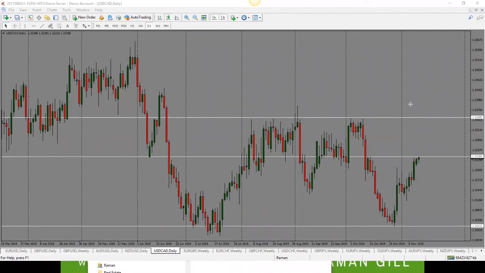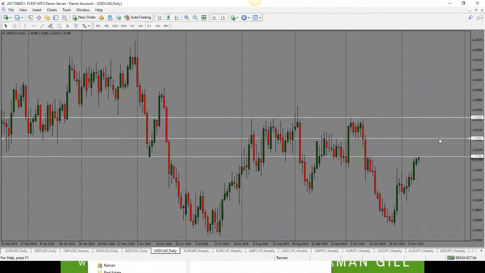So bullish bias here for dollar CAD. Only if it goes through 1.3240 would I look for the next target, and next target is 1.3300. So bullish bias for dollar CAD.